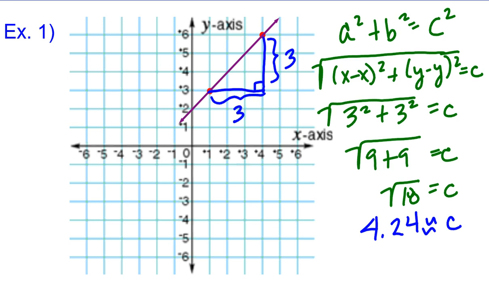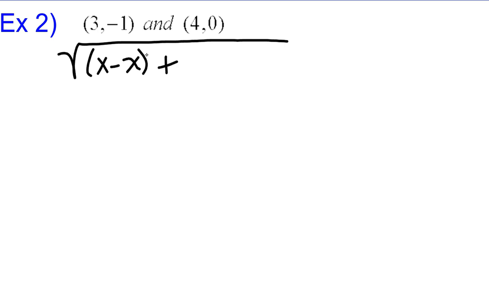So let's take a look at another problem and what we might do if we didn't have it on a coordinate plane, but we were just given points. Here we have 2 points, the first one being 3, negative 1, and the second one being 4, 0. Once again, we're going to use our Pythagorean Theorem distance formula, where we take the values of the x's and we're going to square them. We're going to add it to the values of the y's as we subtract them from each other to find that distance, and it's going to equal c.